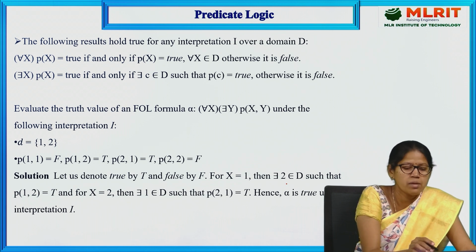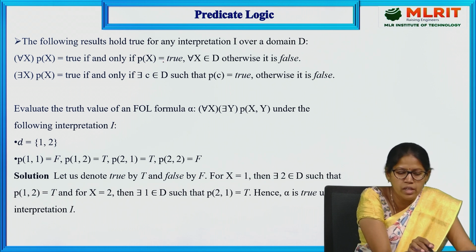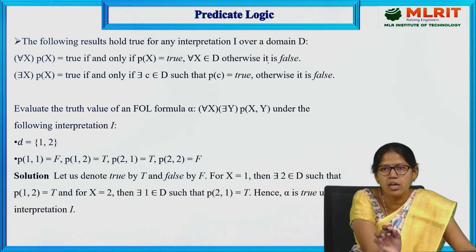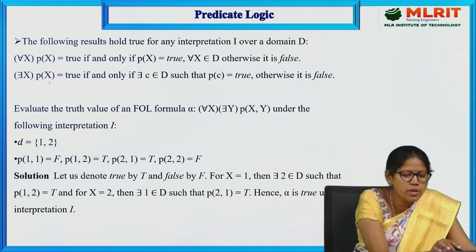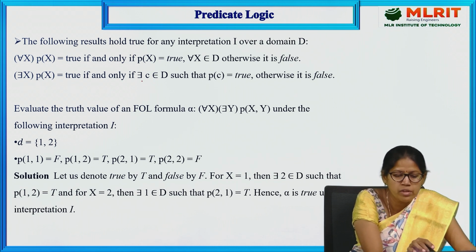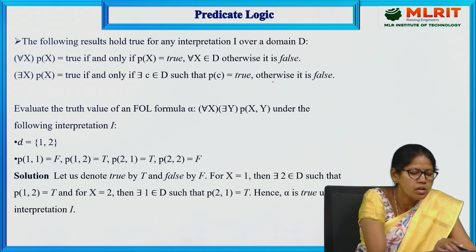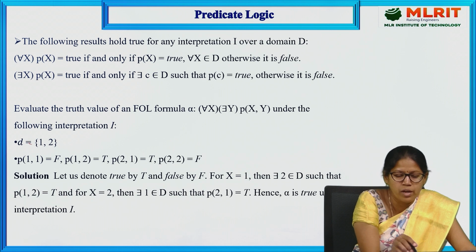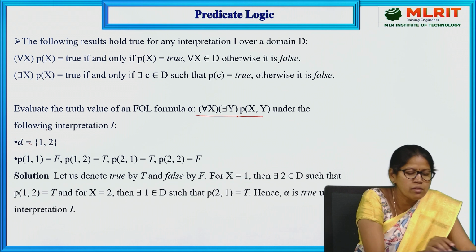Let's see the example. For all x, P of x equal to true if and only if P of x equal to true and x belongs to D. Otherwise it is false. It should be available in the domain D. There exists x, P of x equal to true if and only if there exists C belonging to D such that P of C equal to true, otherwise it is false. Let's evaluate the truth value of the FOL formula for all x there exists y, P of x comma y, under the following interpretation.